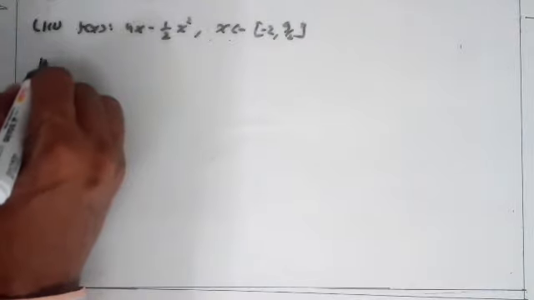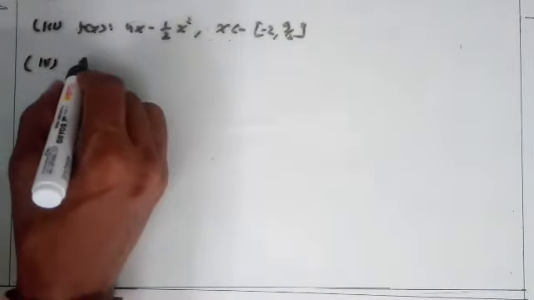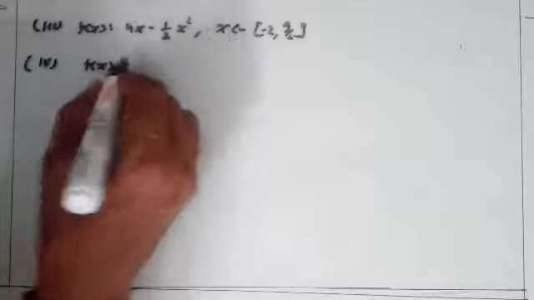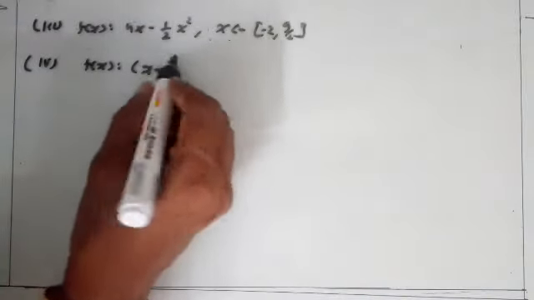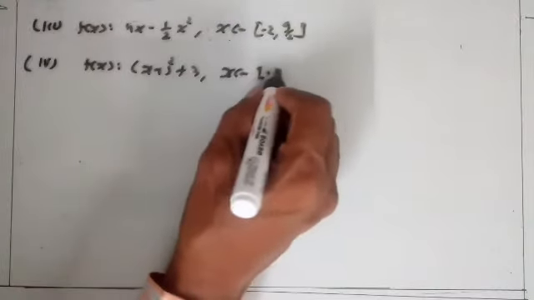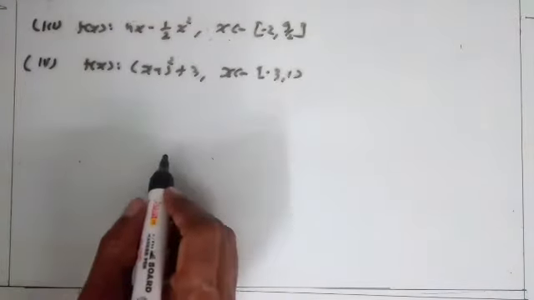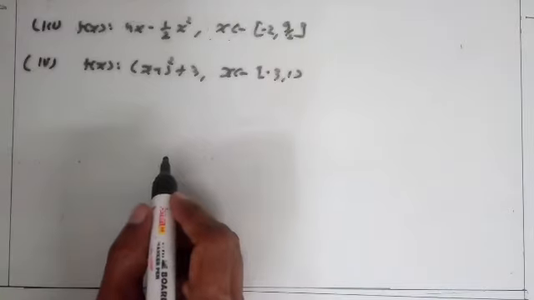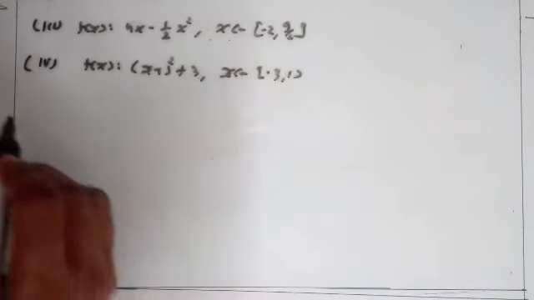Same in question number 4, f(x) is equal to x minus 1 raised to 2 plus 3. Here x belongs to minus 3 to 1. Are you able to solve this question? Just try to solve it yourself.